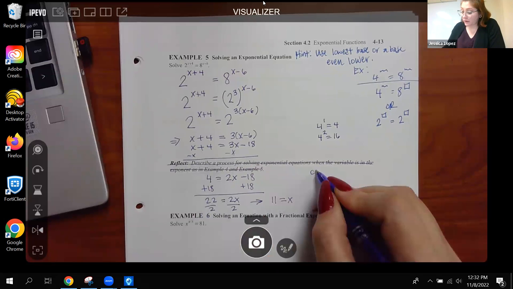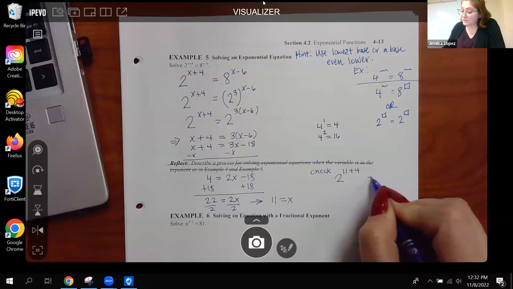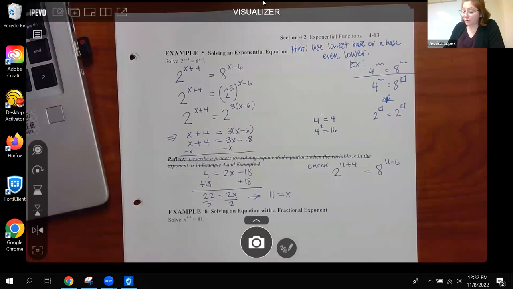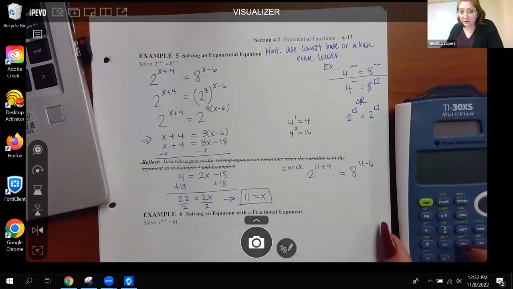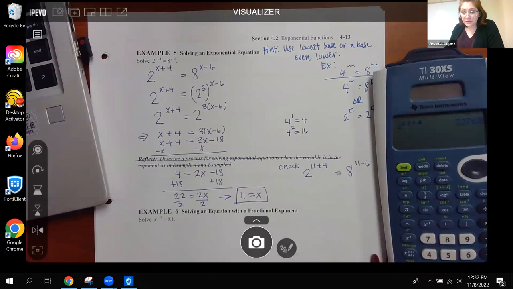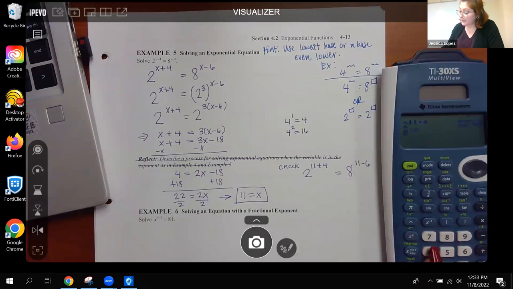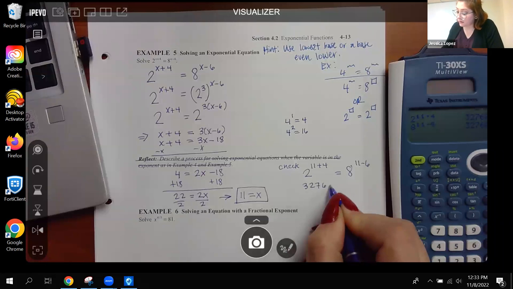And remember, we can check our answers. So we're going to do 2 to the 11 plus 4 equal to 8 to the 11 minus 6. And let's see if that's actually correct. I think I can fit the calculator in there. Yeah. So 2 raised to the power 11 plus 4. And it says it's this weird number, 32768. Now let's do 8 to the power 11 minus 6. And we get the exact same number, right? We get 32768 on both sides.